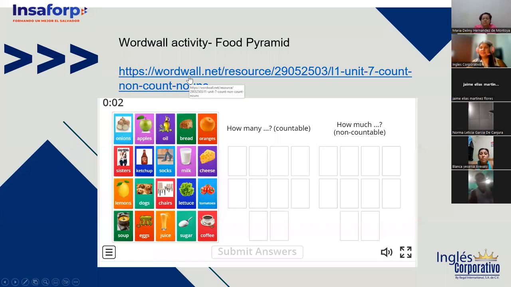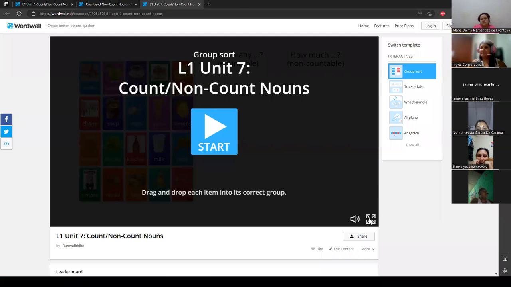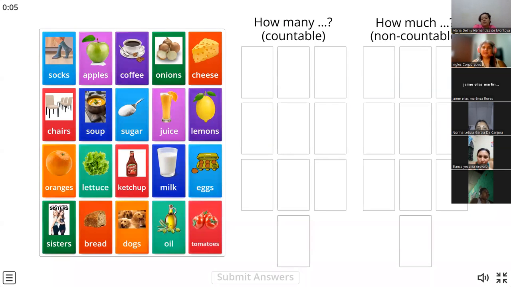We're going to identify according to what you think, de acuerdo a lo que ustedes piensan, si estos son contables o no contables, okay? We're going to continue talking about food because that is the name of the unit. So pay attention, all of them. Y nosotros debemos empezar, Miss, o usted nos va a ir preguntando? I'm going to ask, okay?